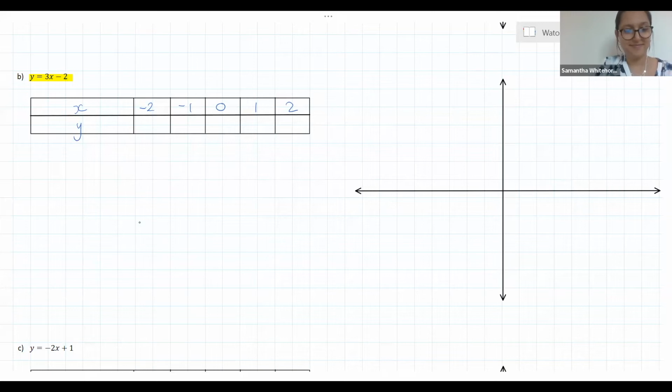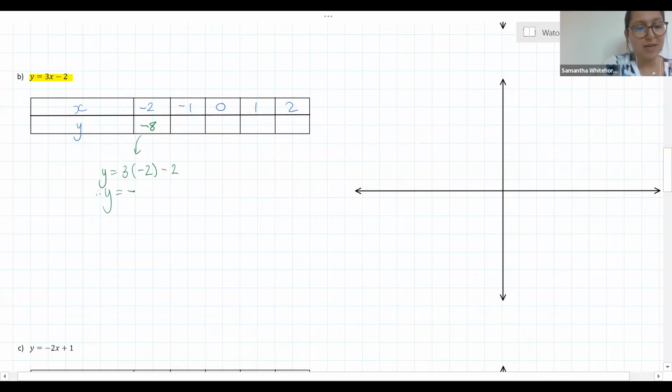Ma'am, it is -8. Perfect, -8. Guys, just quickly for this one so that we all know why. Y is equal to 3 times -2 minus 2. Now, a positive 3 times a -2 gives me a -6. So -6 minus 2 is -8. So just be careful of your operations as you're doing your working out.